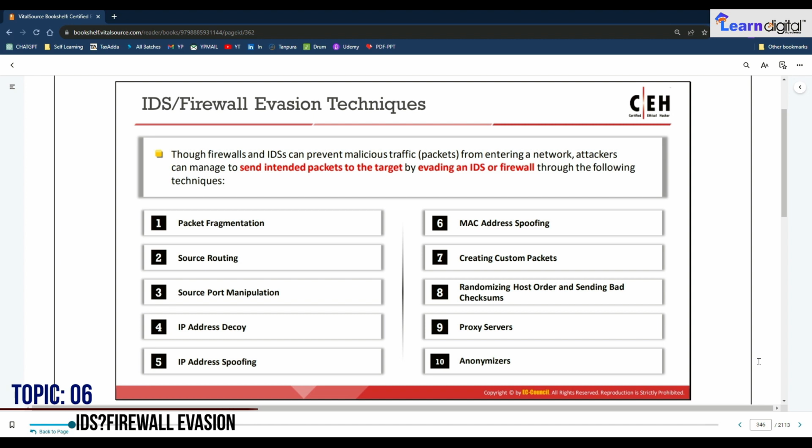The next step will be intrusion detection systems and firewalls, which are security mechanisms intended to prevent an attacker from accessing a network. However, even IDS and firewalls have some security limitations. So attackers try to launch attacks to exploit these limitations. This section highlights various IDS and firewall evasion techniques such as packet fragmentation, source routing, IP address spoofing, etc. Again, we will go into the deeper manner when we demonstrate this particular lab.